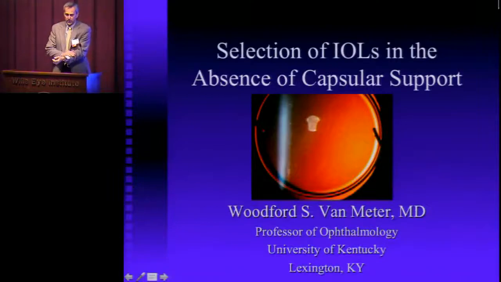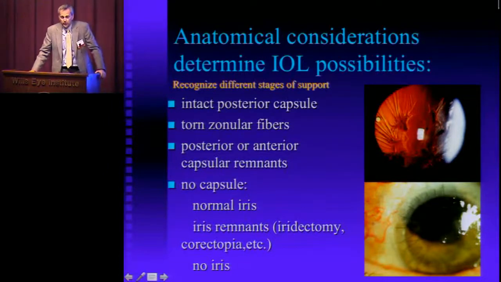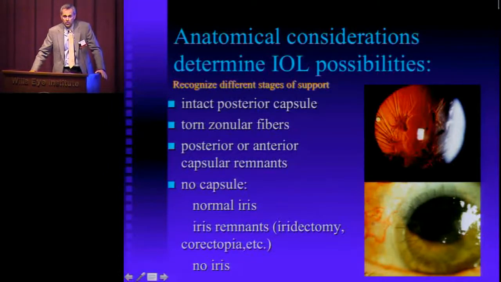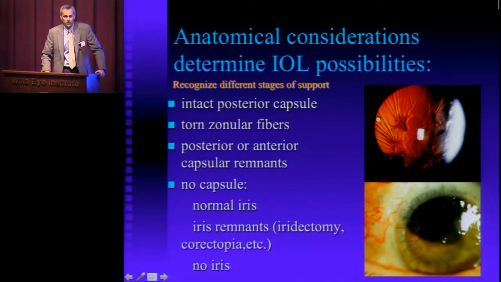This talk is on how to handle malpositioned IOLs, which is really in the absence of capsular support, because we all understand that if you do have capsular support, then there is no question about where intraocular lenses belong. The important thing for this is, again, the conclusion slide is first. It's important to recognize the different stages of support, and that dictates how you're able to get an intraocular lens fixated in the eye with some stability.